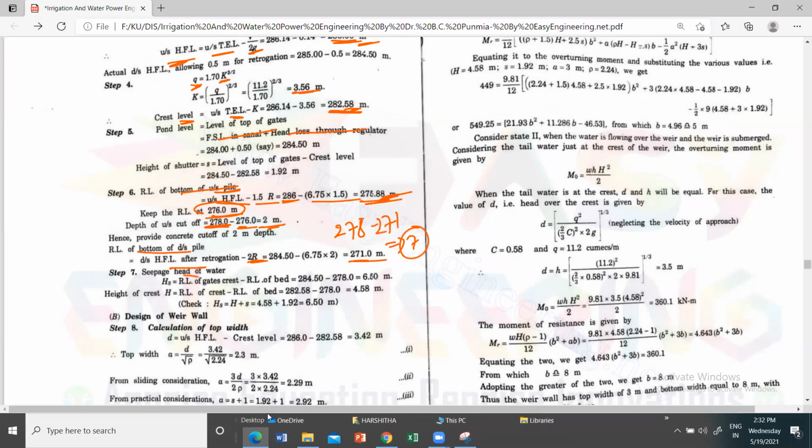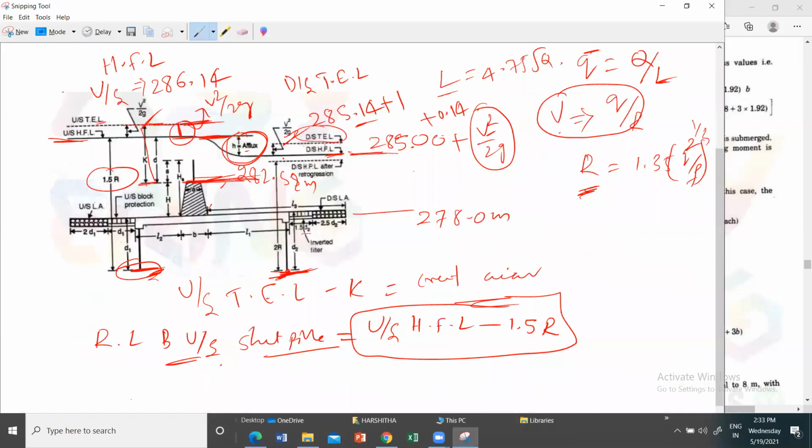So we can calculate the seepage head. This is important. Seepage head will be equal to HS, the reduced level of the gate crest minus the reduced level of the bed. So 6.5 meters is the seepage head. Total seepage head will be 6.5 meters. So if you observe here, the total head is the seepage head.